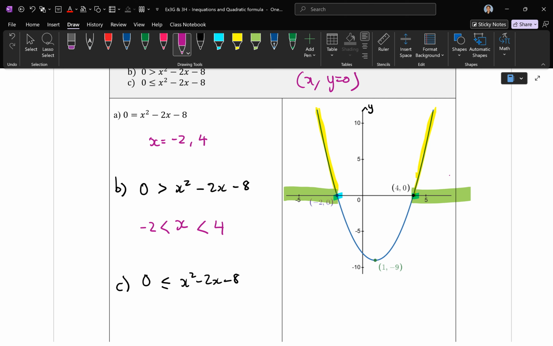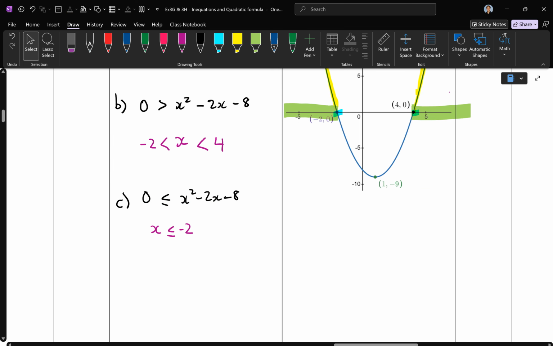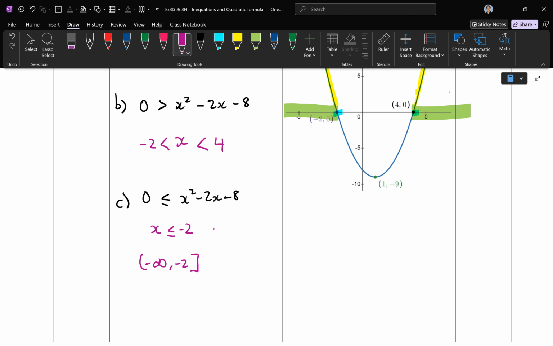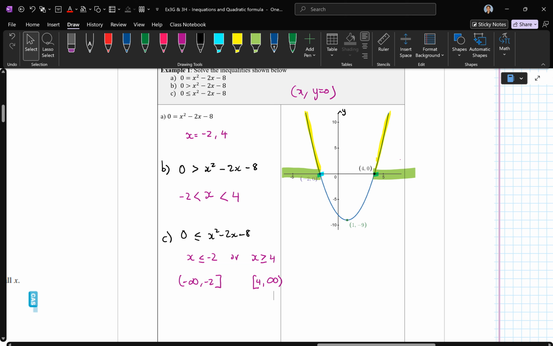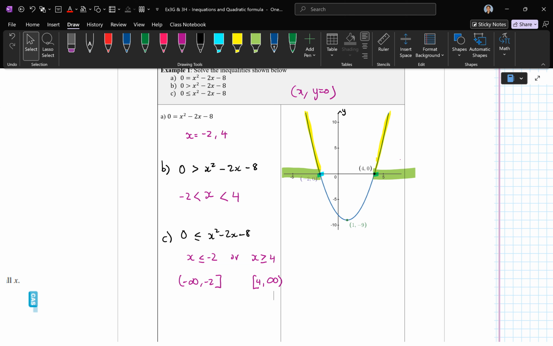This is what your answer would be. If you picked any number that is less than or equal to -2, which means the same thing as saying -infinity up to -2, or you could pick any number that is greater than or equal to 4, that's the same thing as 4 to infinity. That will guarantee, and you can test on your calculator, that the y value will never be less than 0. It will always be positive or equal to 0.